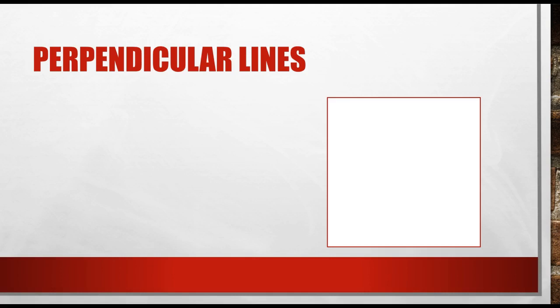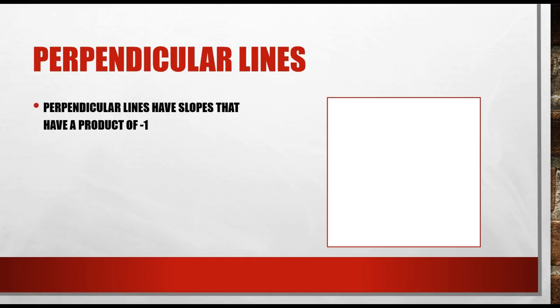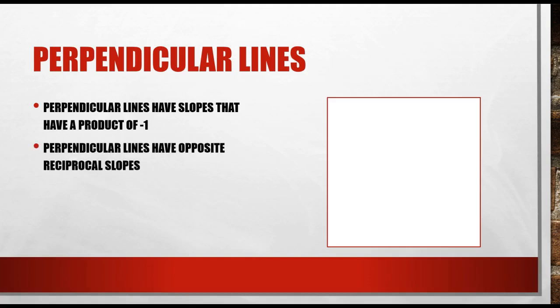Perpendicular lines, there are two definitions. One refers to their slopes, that when you find the product of their slopes, the product will be -1. But a step before that might be comparing slopes, and perpendicular lines will have opposite reciprocal slopes. So one will be positive, one will be negative, and the fractions would be flipped.